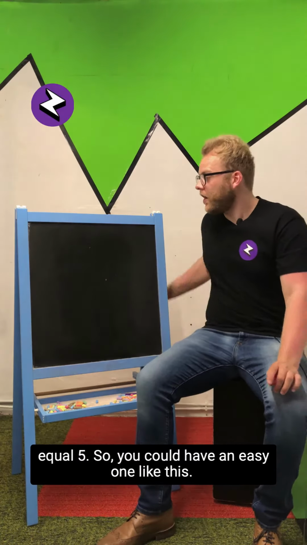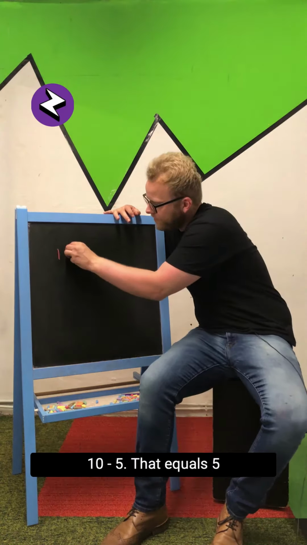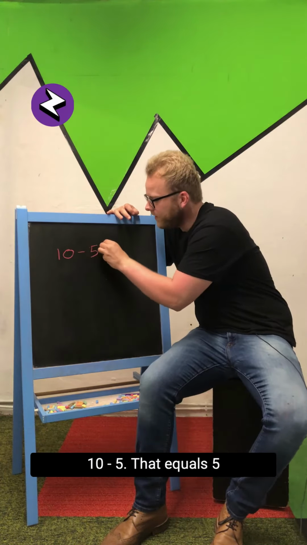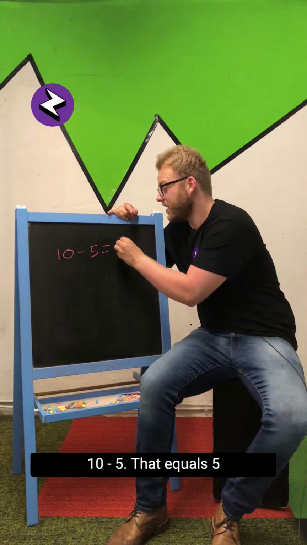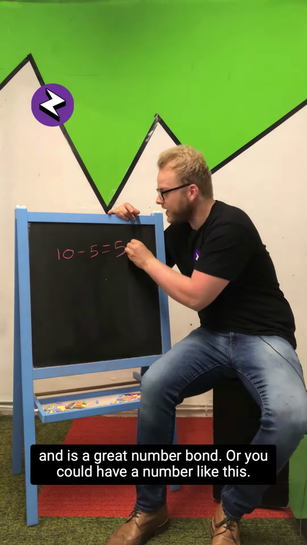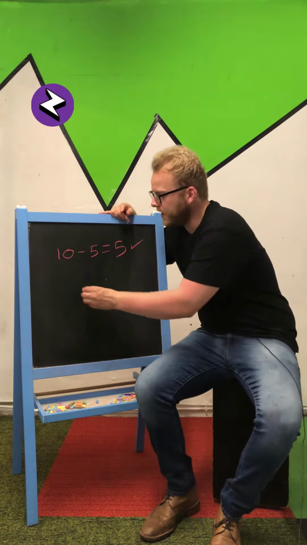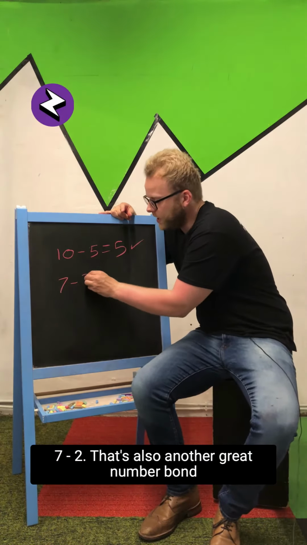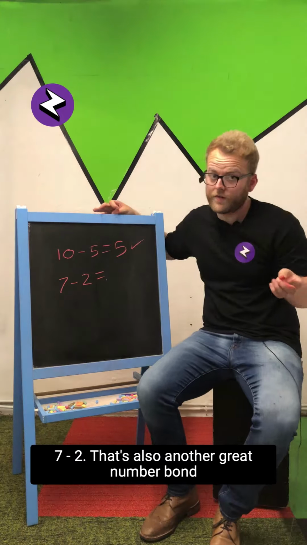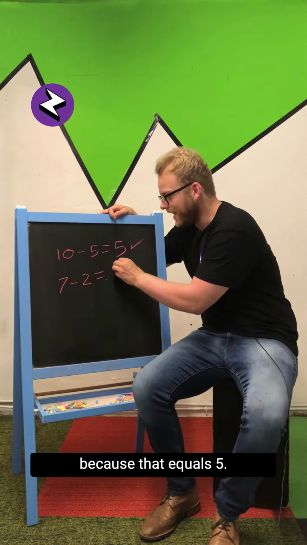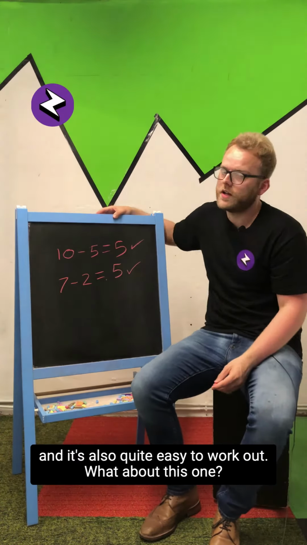So you could have one easy one like this. You could have 10 take away 5 and that equals 5. So that's a great number bond. Okay, that's really good. Or you could have a number like this. You could have 7 take away 2. That's also another great number bond because that equals 5. And it's quite easy to work out.